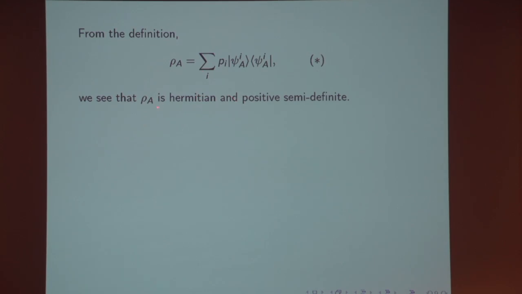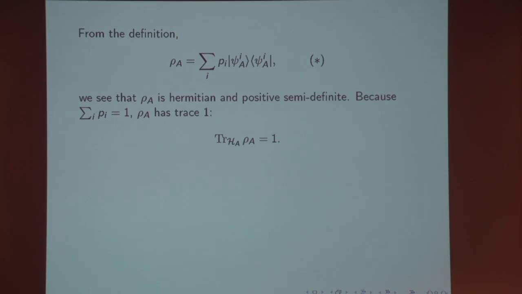Now, from the definition, we see that rho A is Hermitian and positive semi-definite. And that's the only restriction on it. Well, sorry, its trace is 1. I'm not sure if I wrote that. So these are the only restrictions on rho sub A, because every Hermitian positive semi-definite matrix of trace 1 can be written like this, where the p's add up to 1.